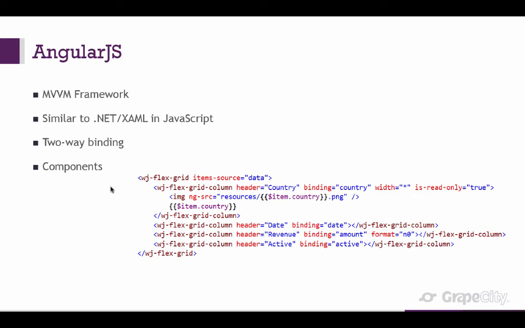AngularJS. Angular is an MVVM framework that is from Google, and it's similar to things we have in .NET and XAML, only it's written in JavaScript. It supports things like two-way binding and components. We really like the components here because it gives us kind of a familiar thing to build upon that we had in other frameworks, like in .NET.